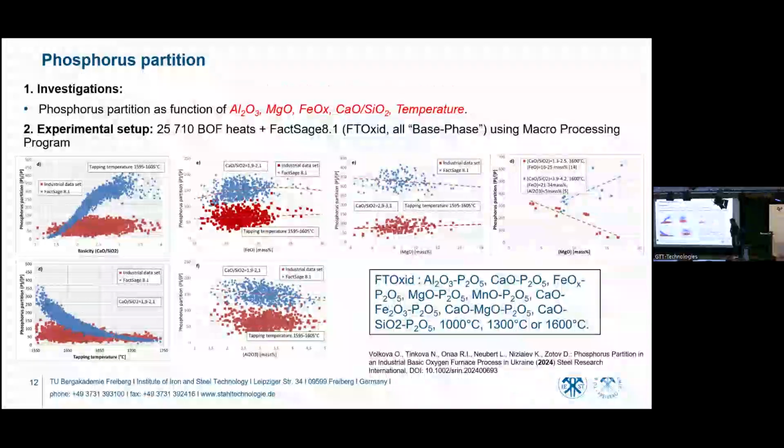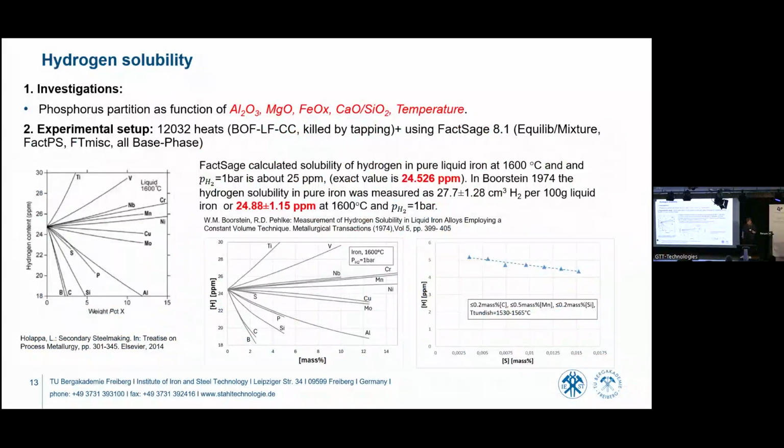In my opinion, it is due to few data for oxide systems with phosphorus oxides. I looked at a few sites. It is only what we have now, but with FactSage we cannot calculate all conditions in the steel plant, in the BOF, with this data. Good. The next example is about hydrogen solubility.